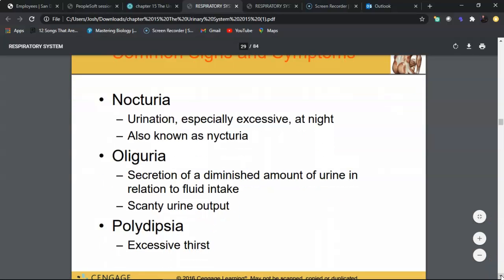Then we have the term polydipsia. Poly means excessive or much, and dipso means thirst. And so polydipsia is a symptom we oftentimes see with diabetics because they urinate a lot. That excessive sugar loss through the urine causes water to follow, and so diabetics have the risk of becoming dehydrated. And as a sign of that, they can also have excessive thirst.